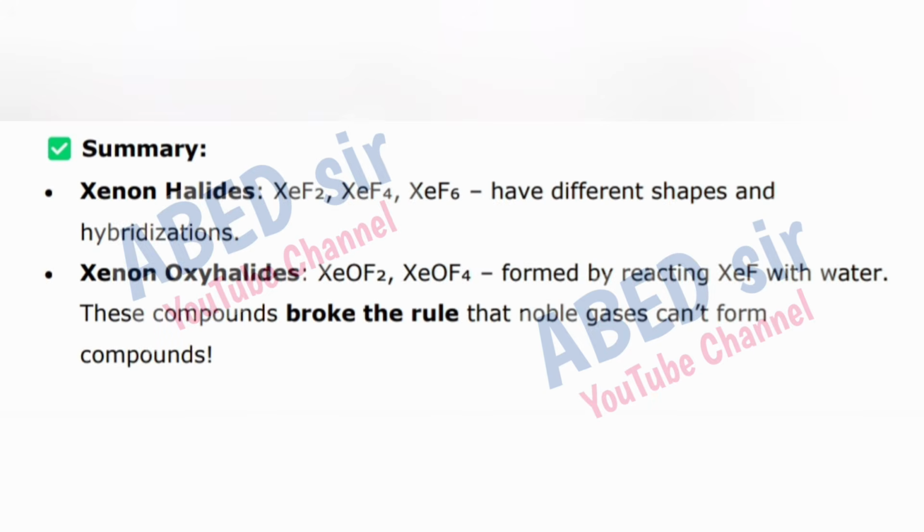Summary: xenon halides XeF2, XeF4, XeF6 have different shapes and hybridizations. Xenon oxyhalides, XeOF2, XeOF4, are formed by reacting XeF with water. These compounds broke the rule that noble gases can't form compounds.